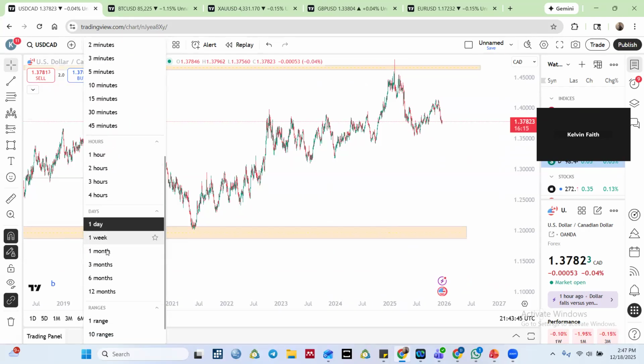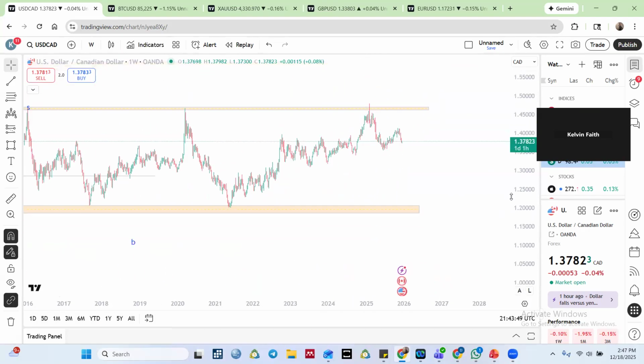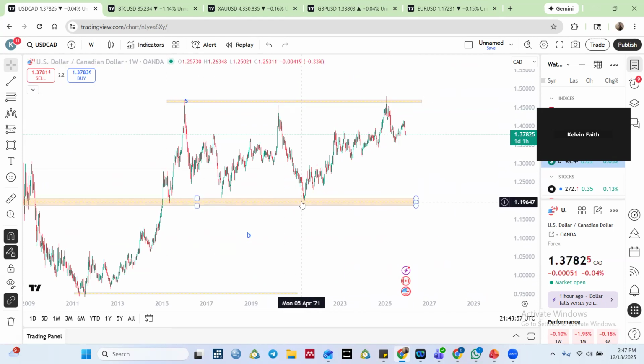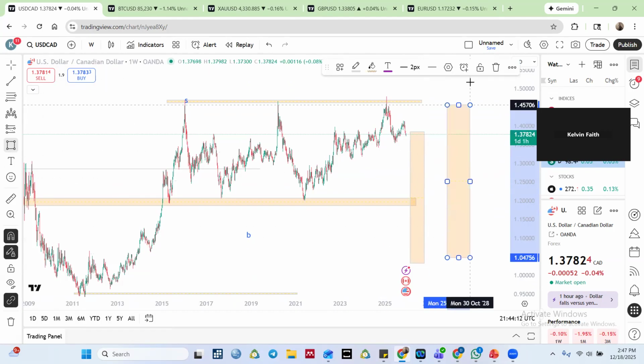Let me go back to the weekly. There's a high probability that this market is going to drop from the top here. Okay, sellers 3 times, buyers 3 times, sellers 3 times. There is a high probability that the market is going to drop from the top here down to crash the 50% into deep discount before there will be a buy.